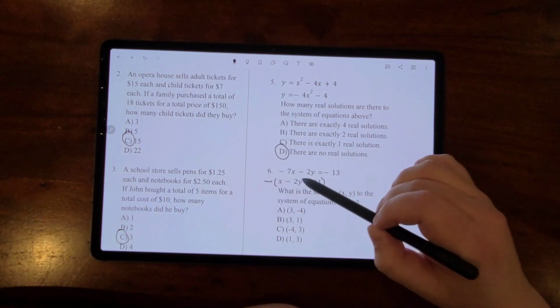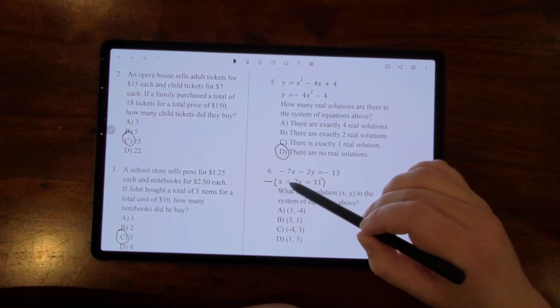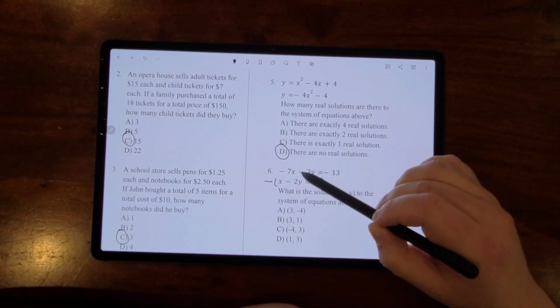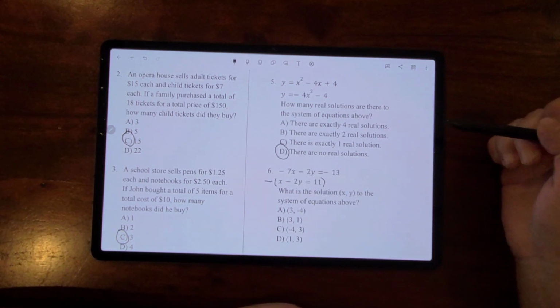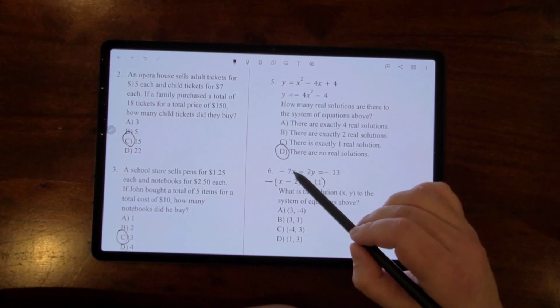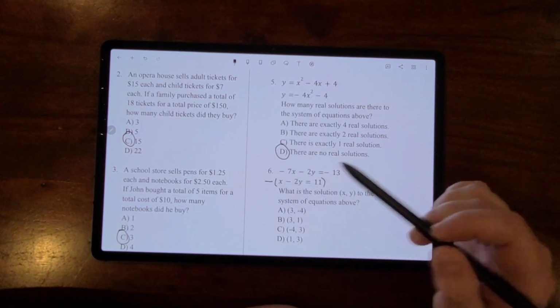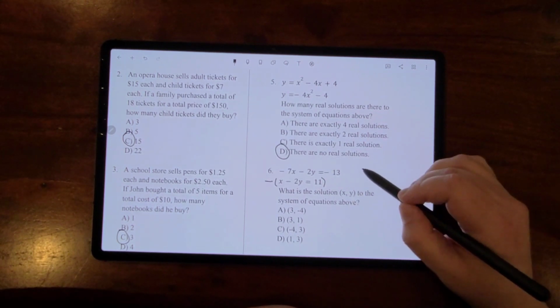Remember, whatever you're doing, you have to do the entire equation. I can't just subtract the -2y. I'm subtracting the whole thing on the bottom. So I'm doing this top equation minus this bottom equation. So -7x minus x, because that minus has to go to that x too, is going to be -8x.